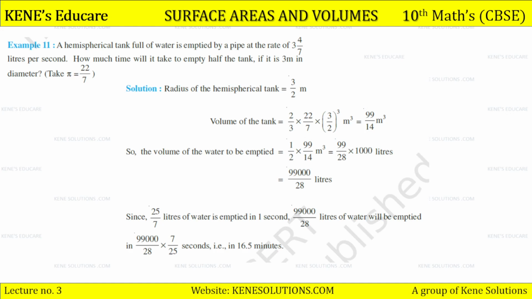देखिए स्टूडेंट्स, radius of the hemispherical tank is equal to 3/2 meters, volume of the tank is equal to 2/3 multiplied by 22/7 multiplied by 3/2 whole cube, so 99/14 meter cube comes. So the volume of the water to be emptied, what comes here, 99,000/28 liters. Since 25/7 liters of the water is emptied in 1 second, 99,000/28 liters of water will be emptied in 99,000/28 multiplied by 7/25 seconds, that is in 16.5 minutes.